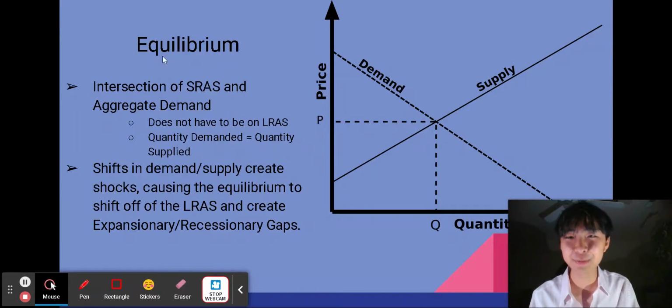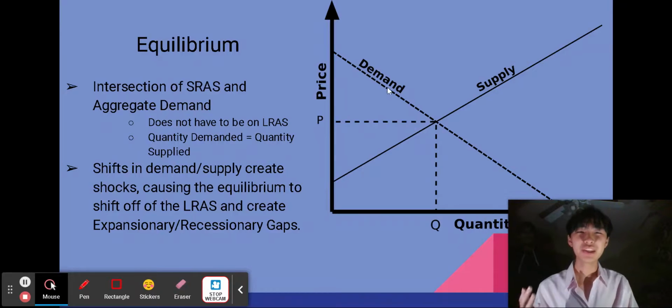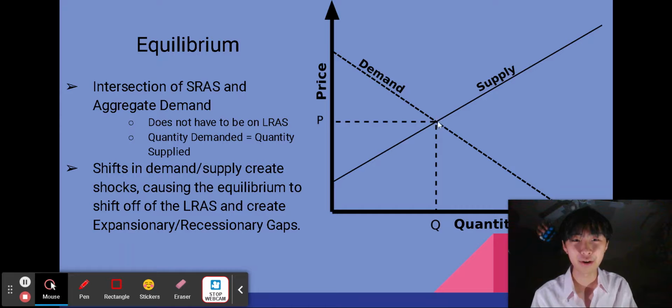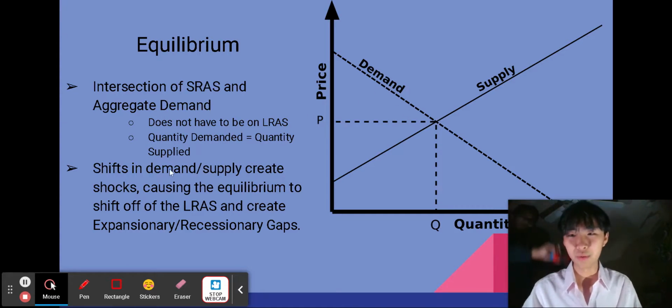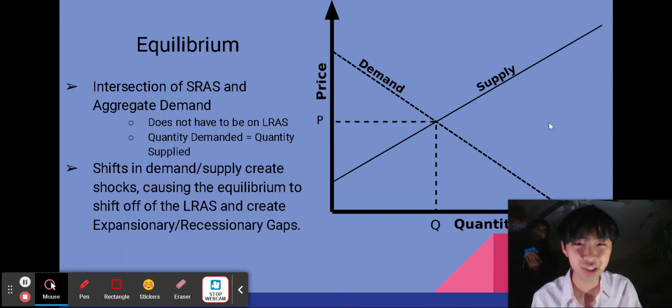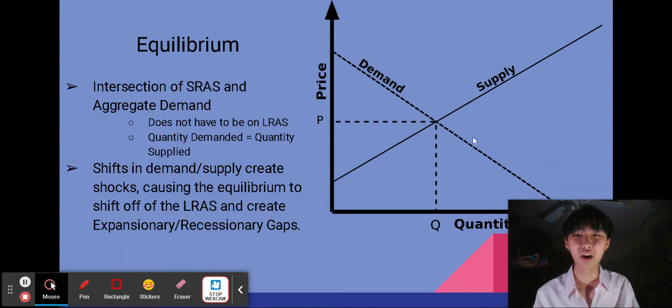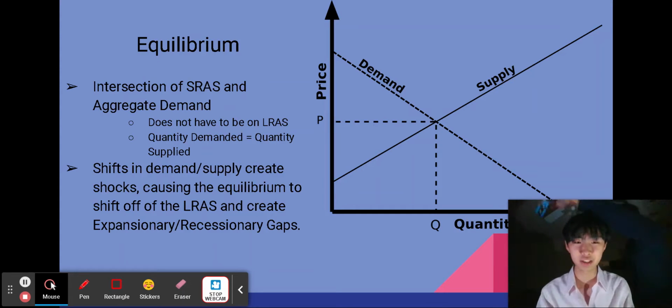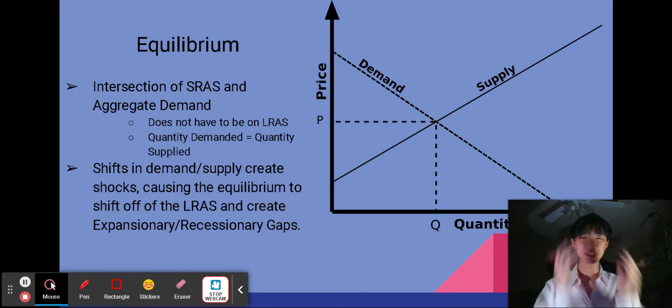Okay, so the next topic will be equilibrium, and that's when the demand and the supply meet at a certain spot to create the preferred amount of products. So shifts in the aggregate demand and the aggregate supply create shocks, causing the equilibrium to shift off the long run aggregate supply and create either expansionary or recessionary gaps. And on the next slide, we'll teach you how the policies will put these expansionary gaps back into place or the recessionary gaps back into place.